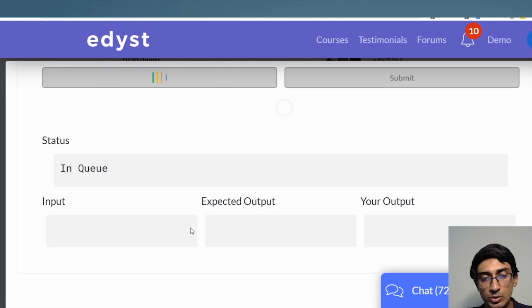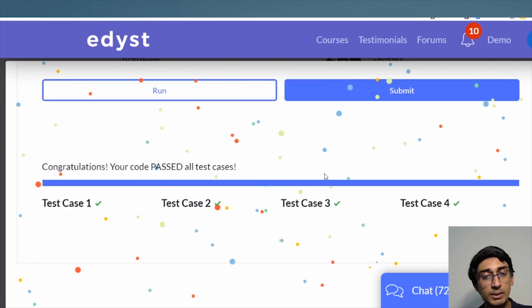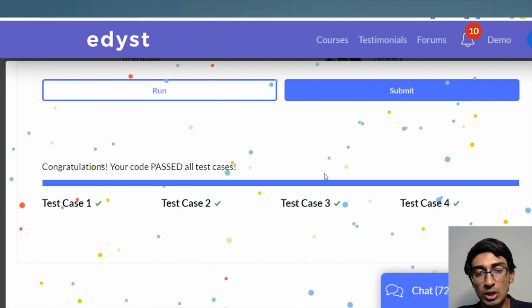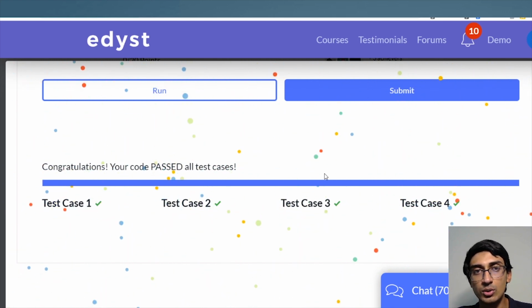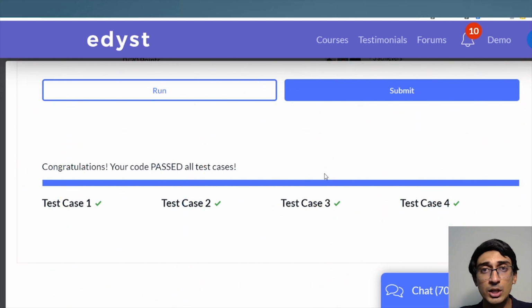I'm not going to go into detail through the code. If I just run it and submit it, it actually does get submitted. Great. I'm not going to go through details of the code because I want you to go ahead and solve it. But if you want the code and the tutorial, the editorial for this one, we do have it on the Edyst platform. So you can go ahead and check it out over there, and you can try out this question on the Edyst platform yourself.